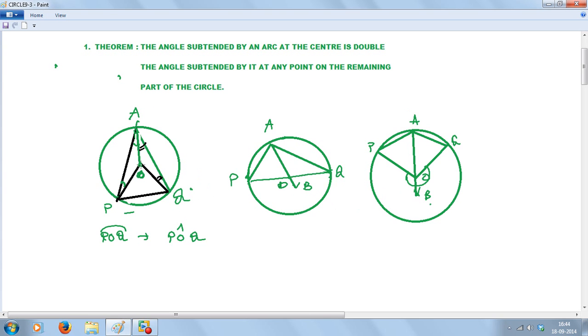So in all the cases, the center O will join with A, and now we can relate: OA, OP, OQ are all radii, or of equal length. So in the triangle OAP, what is the conclusion? The interior angles are equal as marked. Angle OAP is equal to angle OPA. And similarly, angle OAQ is equal to angle OQA.